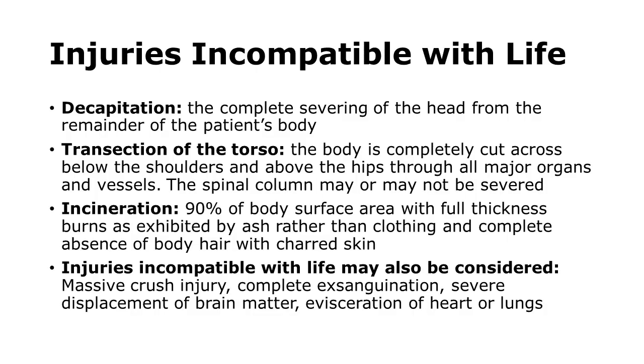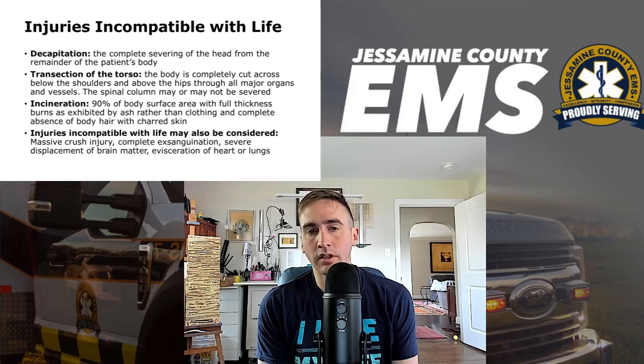So injuries incompatible with life include decapitation, so the severing of the head from the body. Transection of the torso, also sometimes referred to as hemicorpectomy. That is when the body is completely cut from below the shoulders, anywhere between the shoulders and above the hips, through all the major organs and the vessels. Sometimes the spinal column will still be attached. We still consider that transection of the torso.